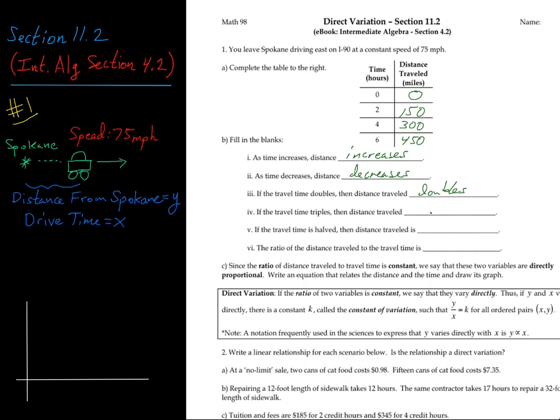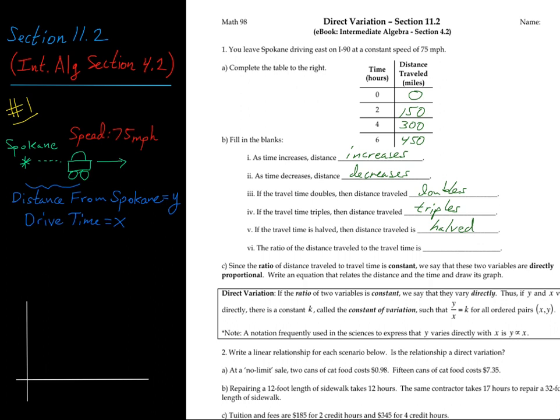If the travel time triples, then the distance will also triple. If I triple the time from 2 hours to 6 hours, then I'm tripling the distance from 150 to 450. So we also see a tripling effect here. If the travel time is halved, then distance traveled is what? That's basically going in reverse of the previous part. If I go from 4 down to 2, that's going to halve the distance, so this distance will also be halved.